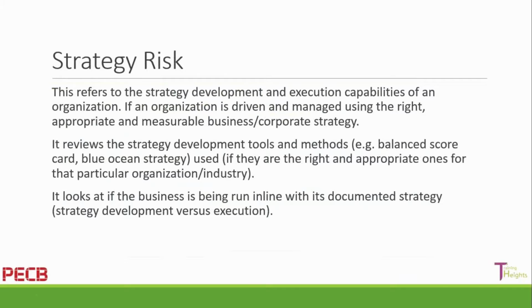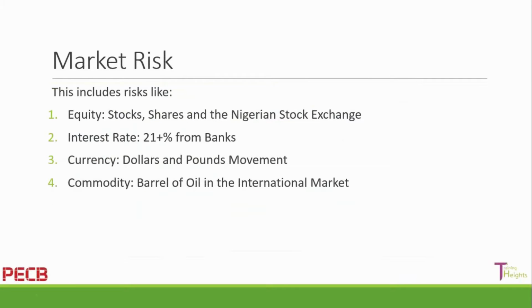So an organization needs to get it right from a strategy perspective, irrespective of the kind of strategy tools you use in your organization. It could be Porter's Five Forces, it could be Blue Ocean, whatever the strategy tool that you use in your organization, there's a risk that you've not got the strategy right and you might not get the right benefits out of it. Good. So I like to look at market risk, right? And that basically talks about the equity, the interest rate, the currency, and the commodity.